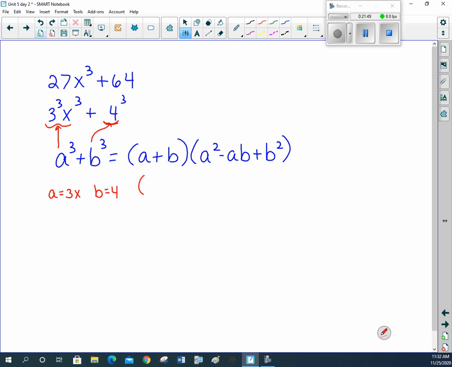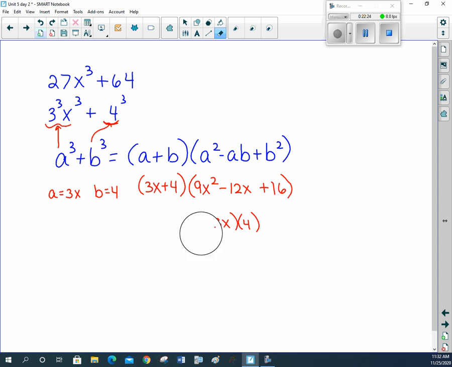A is 3x, b is 4. Then I take a and I square it. Well, a squared, 3x squared, is going to be 9x squared. Then it says take the opposite of a and multiply it by b. What's that give you? Negative 12x. And then what does it say to do on the end? Take b and square it. 4 squared is 16. So that's following the formula.